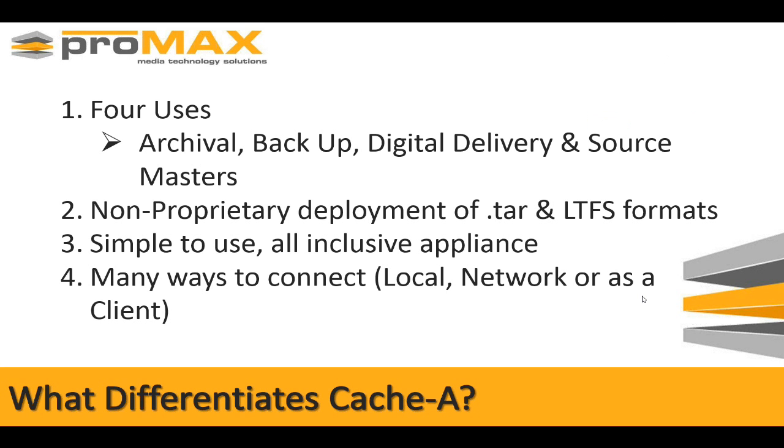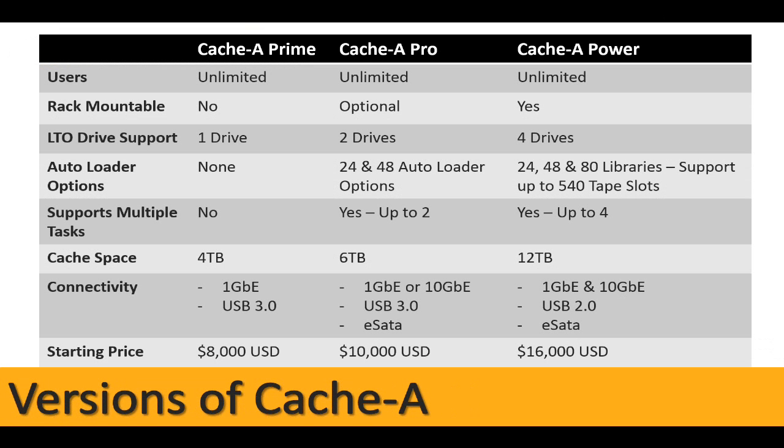Let's keep moving forward. So there are 3 versions of the Cache product. There's the Prime, the Pro, and the Power. So I won't spend too much time on this. You can check out our website, see the differences. But it really boils down to the Prime is great for single users. It's great in network environments, but single drive, not super expandable. For smaller work groups, this is ideal.